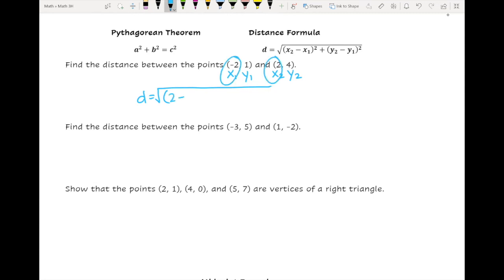So 2 minus a negative 2, so like 2 plus 2, squared. Plus, now I need the y2, my second y value, minus y1, my first y value. In this case, 4 minus 1, and again, all squared.